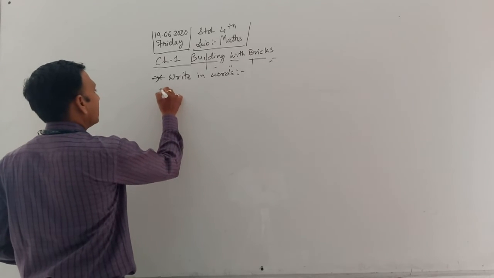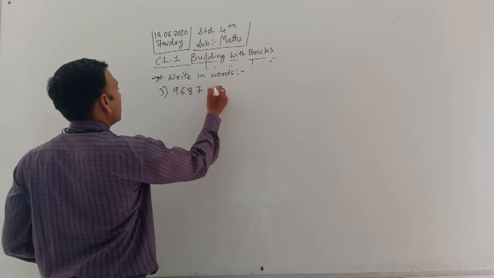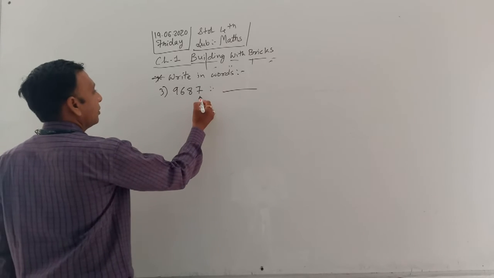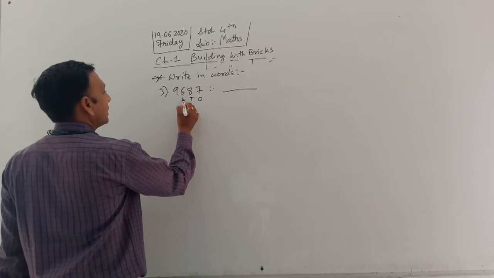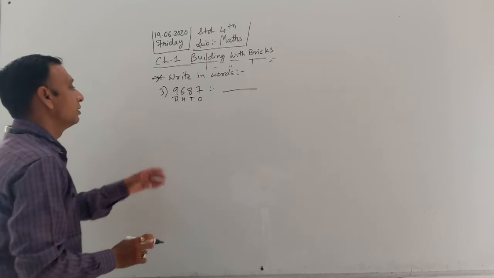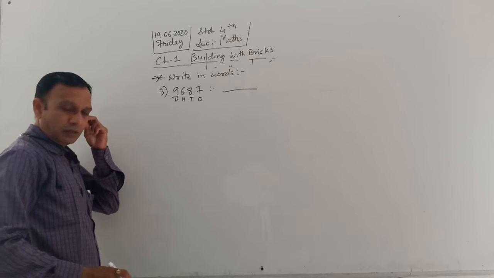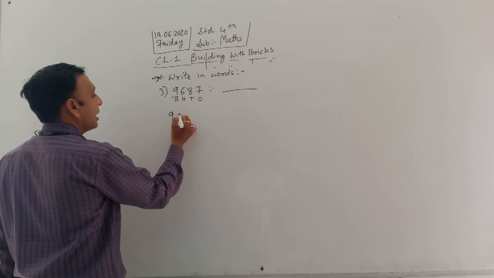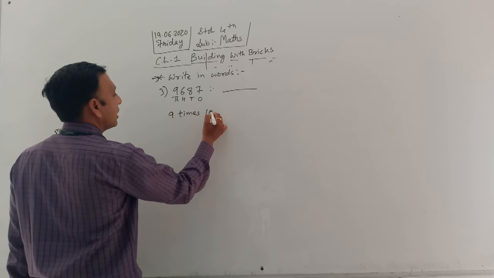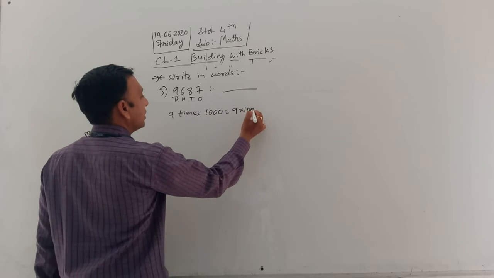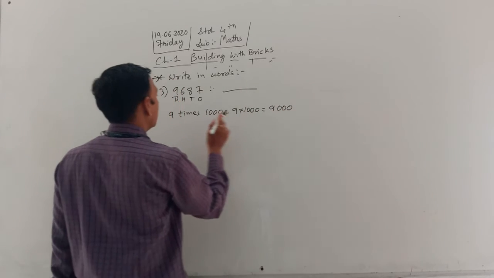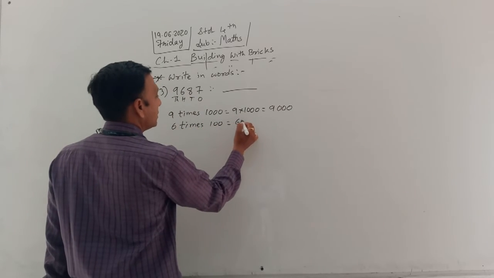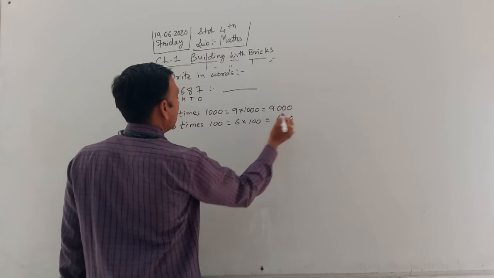Nine, 6, 8, 7. Ones, tens, 100 and 1000. So there are 4 digits. So ones, tens, 100, 1000. 7 is in ones place. So first of all we will start from the bigger thousands. 9 times 1000. 9 into 1000, that is 9,000. Then 6 times 100. 6 into 100, that is 600.